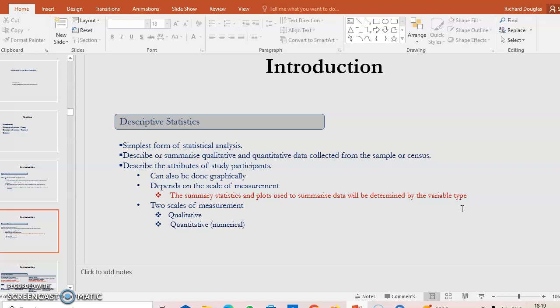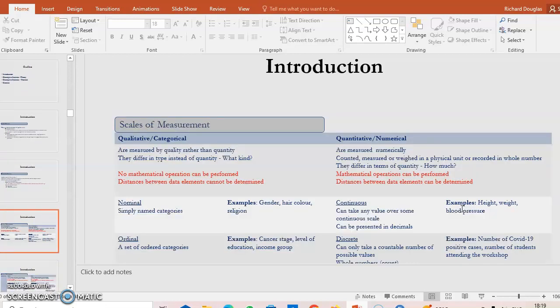So essentially, we have two types of scale of measurement, qualitative and quantitative. I'm going to conceptualize and contextualize these two concepts during the course of my explanation. Given the scale of measurement of your data, as I've said, you have qualitative, which is qualitative or categorical scale. Then you have the quantitative or numerical.